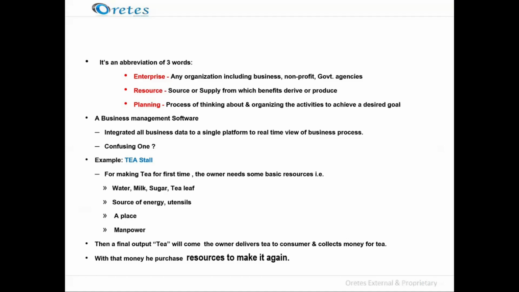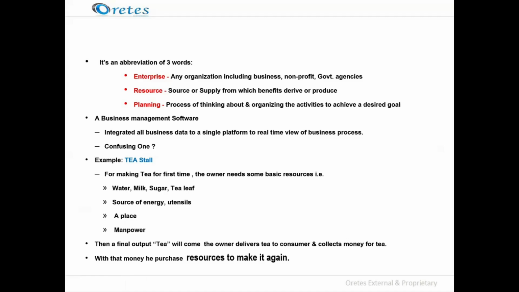To make tea, what exactly do you require? You require basic capital investments, like you need a gas stove, you need some container, some utensils. Okay, so that is your capital investment. A source of energy means you need a gas stove or kerosene stove, anything you can use, or an electric stove. Then you need a place, a location. Okay, you identify the location, you start your business.